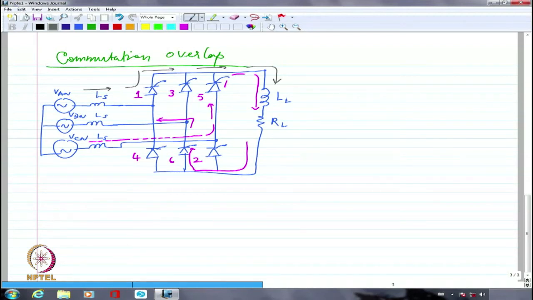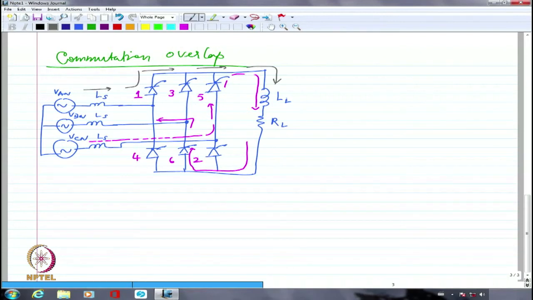And the second thing is, the source inductance has to be present. And it has to be fairly significant. It has to be visible. Right? Its effect has to be felt. If it is microhenry or nanohenry, who cares? Right? So, it has to be significant. So, these are the two things which are very important if I have to observe commutation overlap.